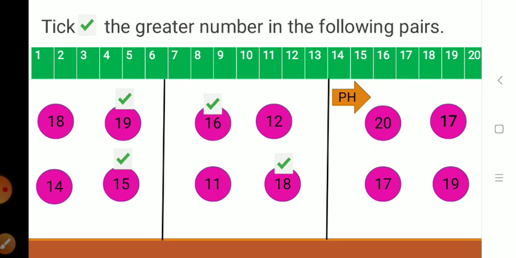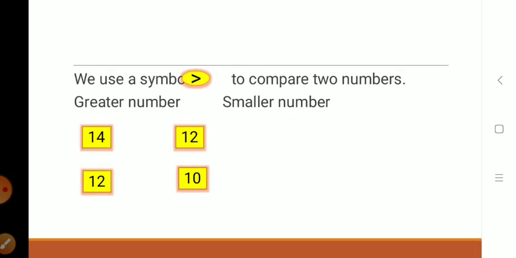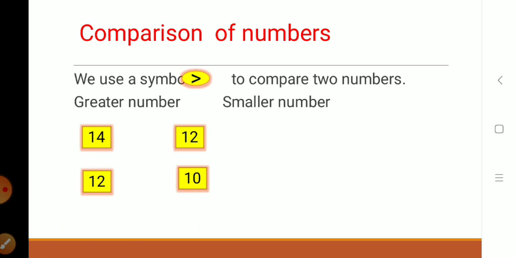Now students, we will move to our next topic, that is comparison of numbers. For that, you have to open page number 64. Comparison of numbers. Now you can compare greater numbers and smaller numbers. But to denote that smaller or greater number, what do we do? We use a symbol to compare two numbers.